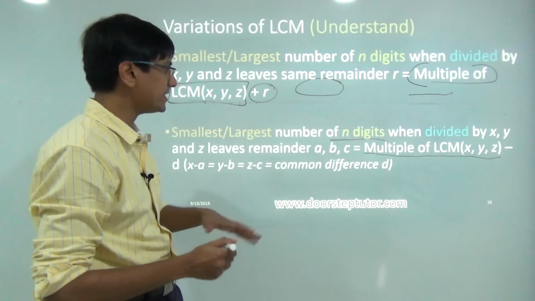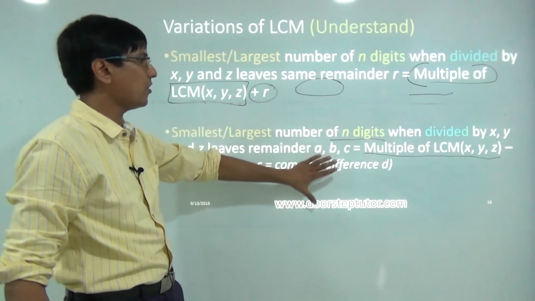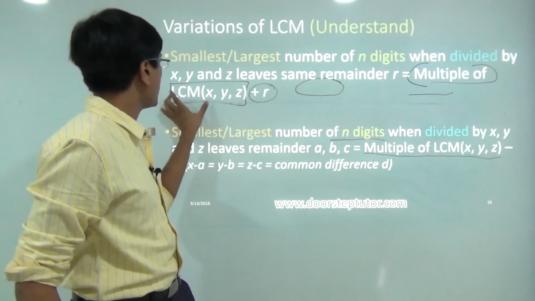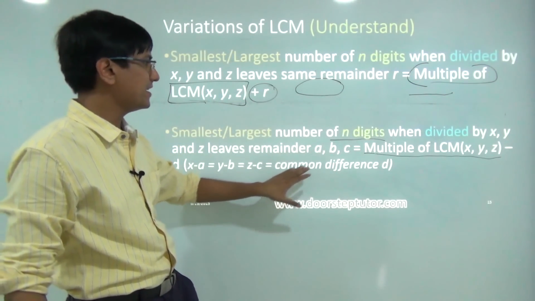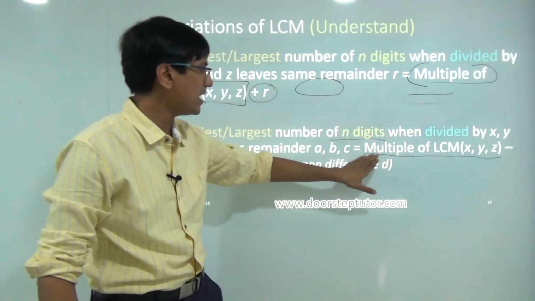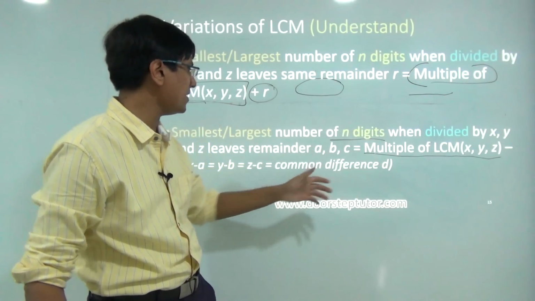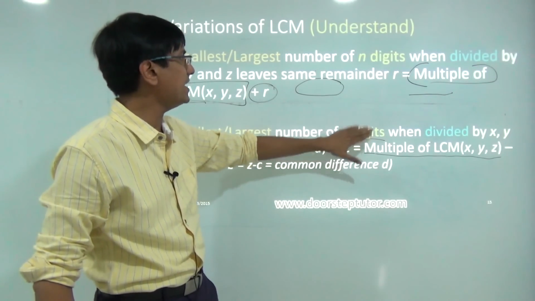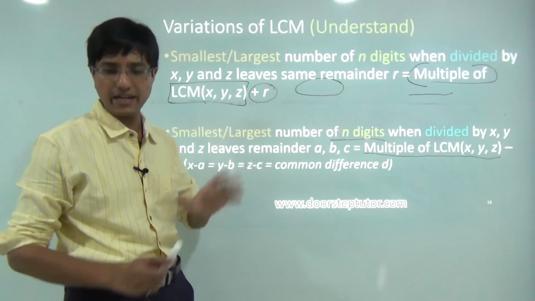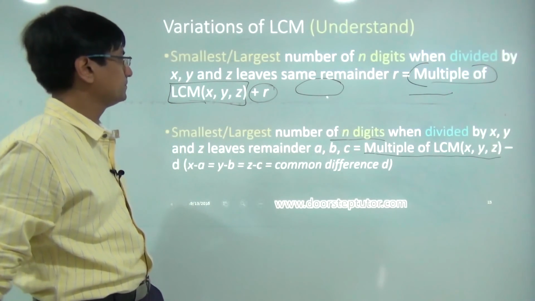So there is no new concept here. Instead of stopping at LCM, I am going to some multiple of LCM and then adding r. Instead of stopping at LCM, I am going to some multiple of LCM and then subtracting d, such that this n digit condition is satisfied. That is all.